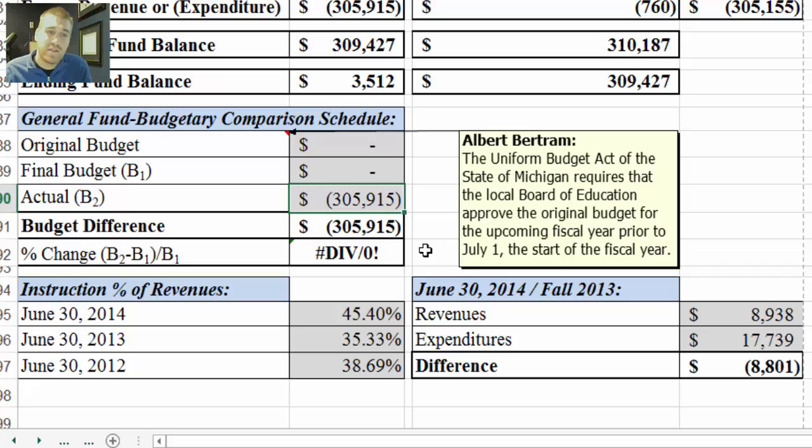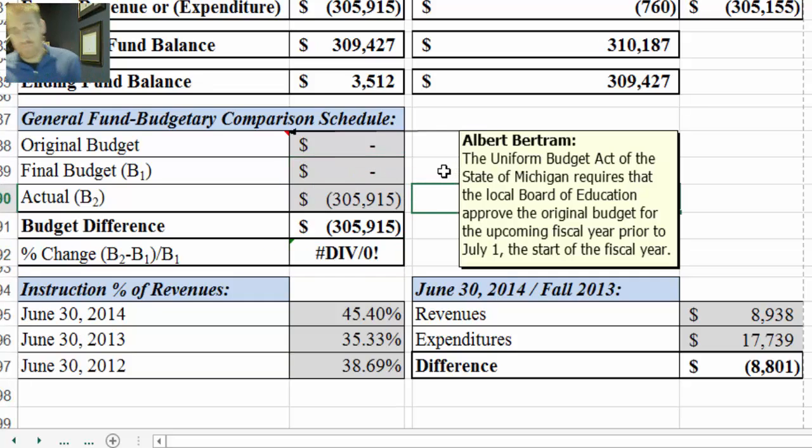So, and then this budget difference takes the difference between the final and the actual, which it's the same as this because this was 0. And then this is just an error. This usually calculates the percent change, but you can't divide by 0, so it's saying you can't divide by 0. So that's why there's that error there, because this is 0.